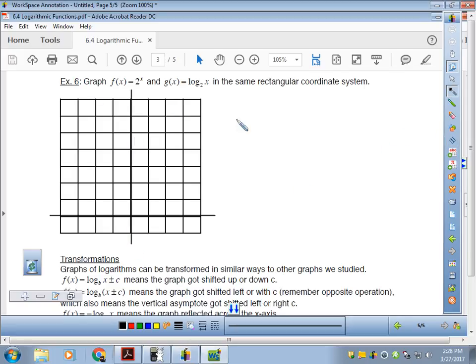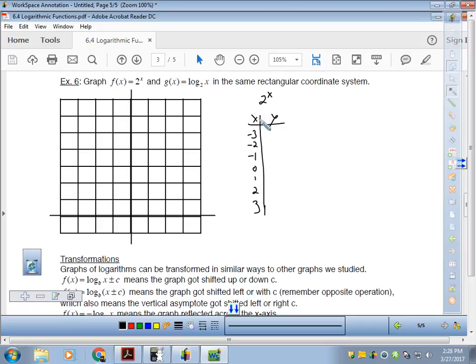Alright, so our example here asks us to graph a function f of x equals 2 raised to the x power, and g of x equals log base 2 of x. So these two are inverses of each other because they do have the same base. So we're going to start by graphing 2 raised to the x. Now this is one that we can actually do by ourselves without a calculator or anything like that, just by plugging in.